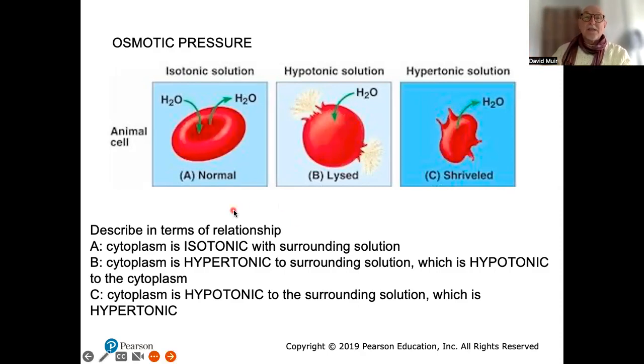So we're going to discuss this in terms of the solution on the outside. Okay, and you'll see the importance of this in a second. Get it clear in your mind. We are talking about the concentration of water in the solution around our cell. If the concentration of water is the same outside as it is inside the cell, then we say that that is an isotonic solution. It is isotonic with the interior of the cell.